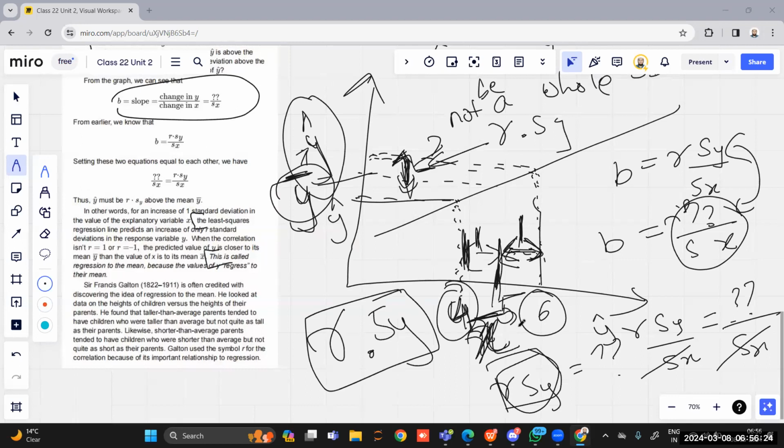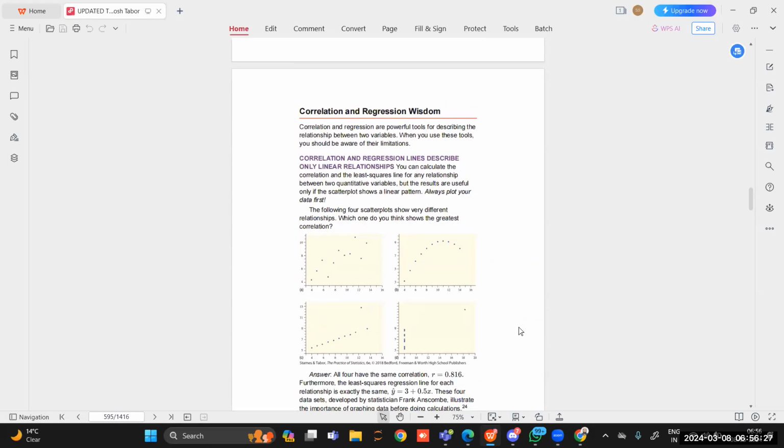That's very easy. Now we'll move on to some examples. See, correlation and regression wisdom.